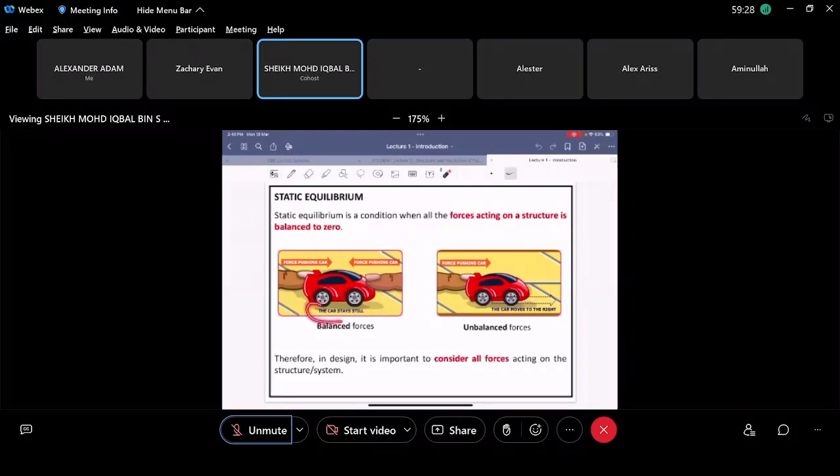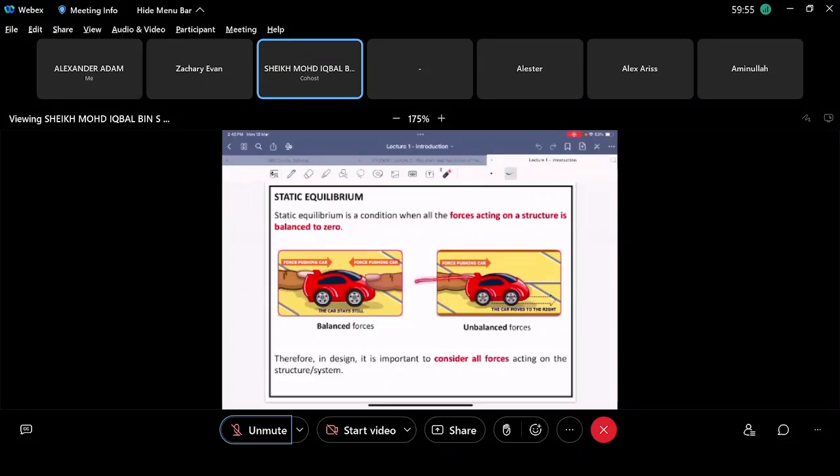So the car stays still, and it is called a balanced force. It means that car A is in static equilibrium, right? That's the official engineering term that we use when an object is in static mode, that it is in static equilibrium, right?